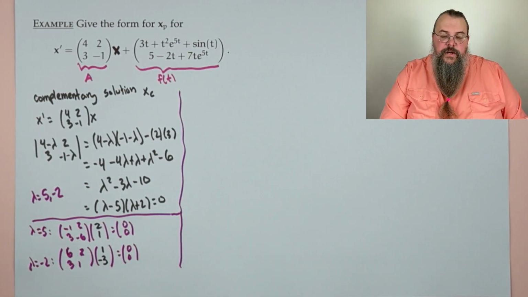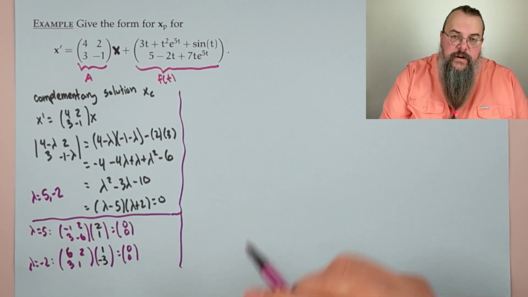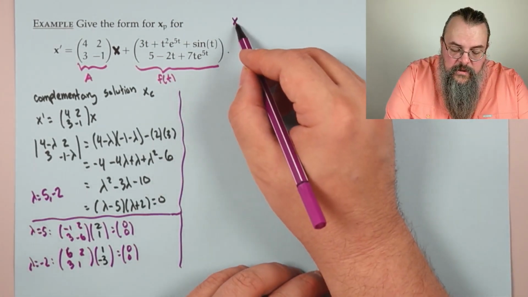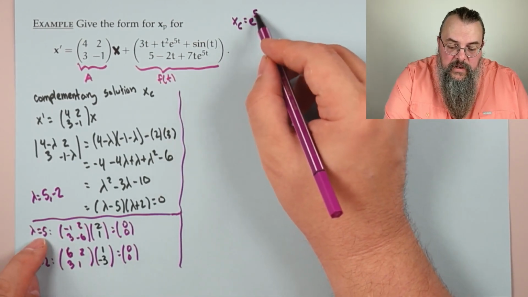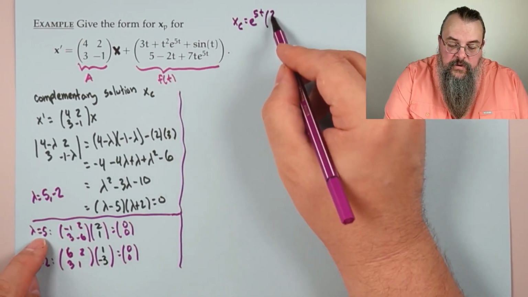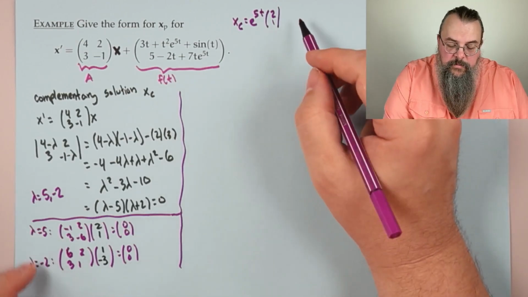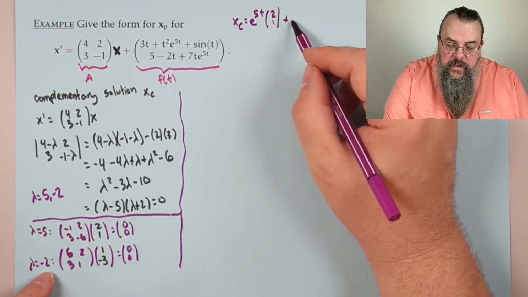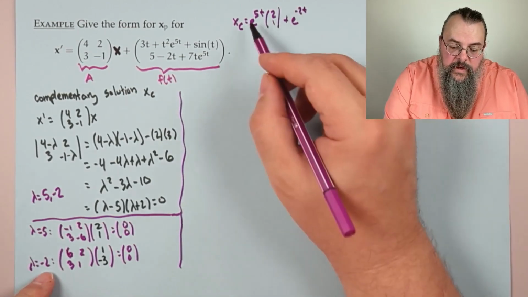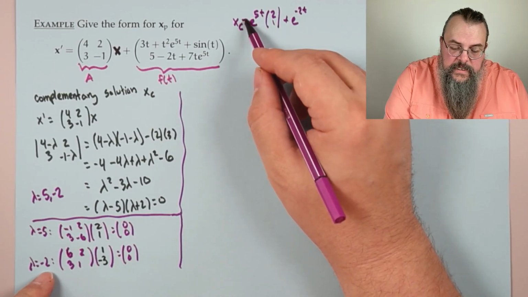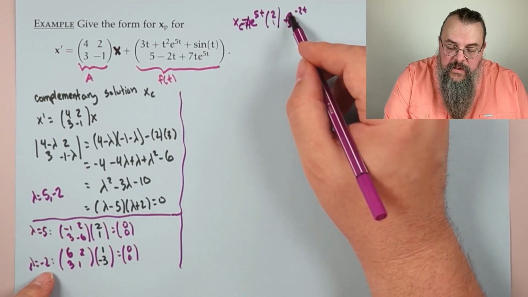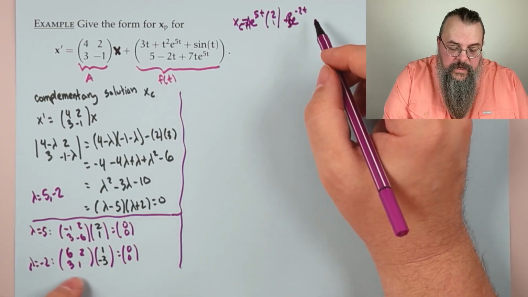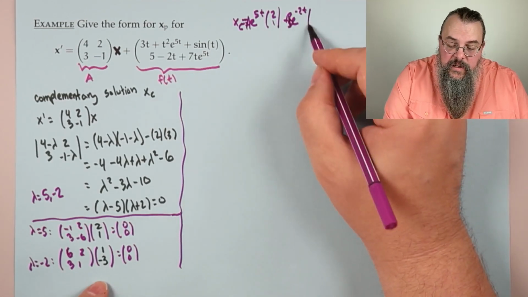And so we have that our xc looks like some constant a times e to the eigenvalue t times 2, 1, plus some constant b times e to the eigenvalue t times 1, negative 3.